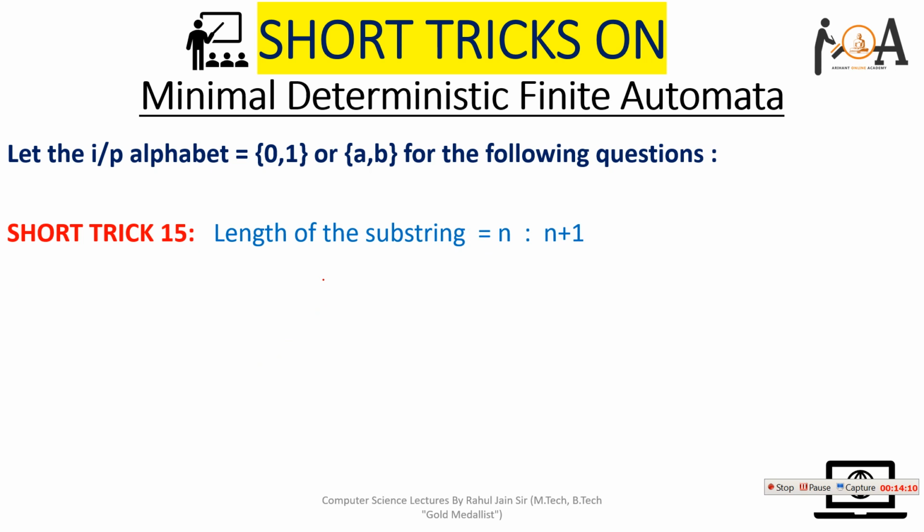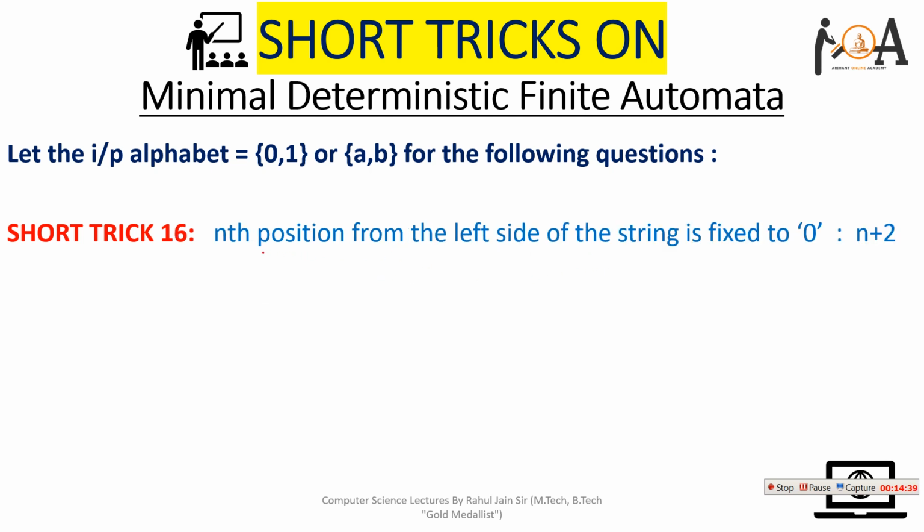Now next shortcut trick is, if you are asked that the length of substring should be n. For example, 001 should be the substring in every string at any position. It might be in the front, it might be in the middle, it might be in the end. In that case, what is the total number of steps in its minimal DFA? Just answer it using shortcut tricks. N plus 1 should be the answer.